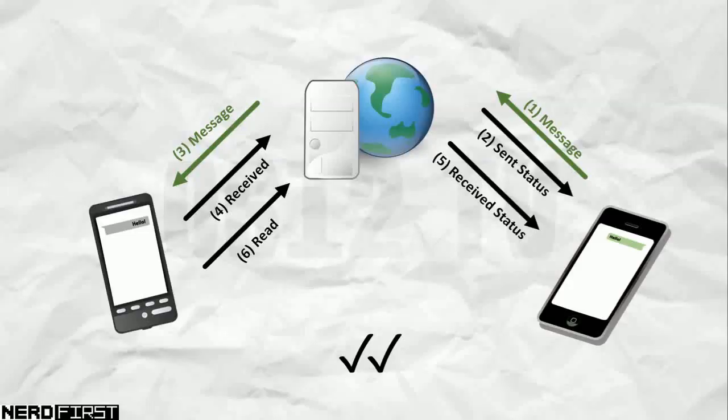Again, you are not aware of this until the server eventually relays that to you. Then your status changes into your colored tick. So as you can see, this process is non-trivial, even though communications between two devices seem very straightforward.